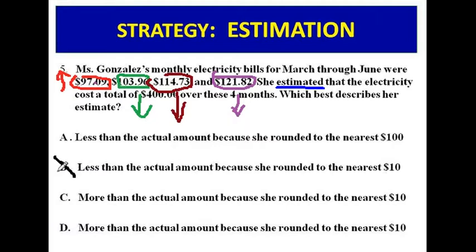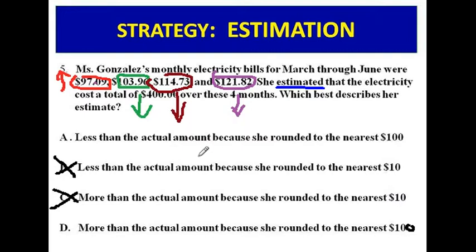So here we are also doing a little process of elimination. More than the actual amount because she rounded to the nearest 10. No, that's not right. And more than the actual amount because she rounded to the nearest 10. No, that can't be right. You know what? I'll bet I made a typo here. I'll bet one of these was supposed to say to the nearest 100. I think I made a little typo. One of them said 100, and one of them said 10. And one says less than, and one says more than.